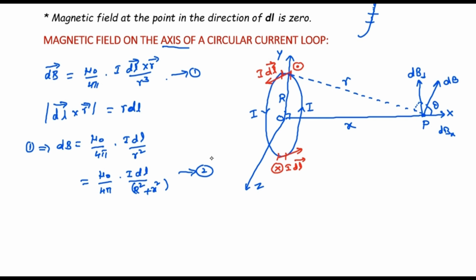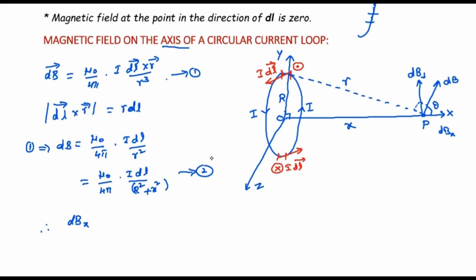Now, if you are resolving dB, this dB is because of IDL which is at the top: dB perpendicular and dBx. Suppose you are taking IDL bar at the bottom, because of this one a downward dB will also be there. If you are resolving into two components, dB perpendicular and dBx, dB perpendicular will get cancelled. So the vertical components won't exist. Only the net field along the x component will exist, so therefore we will take dBx alone.